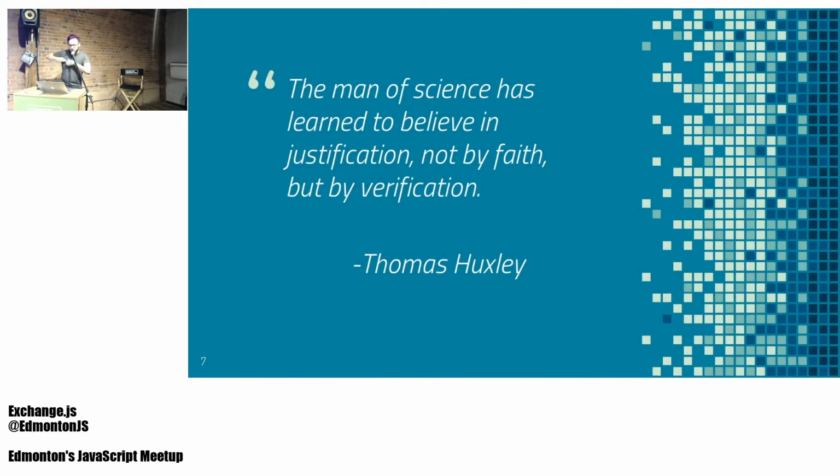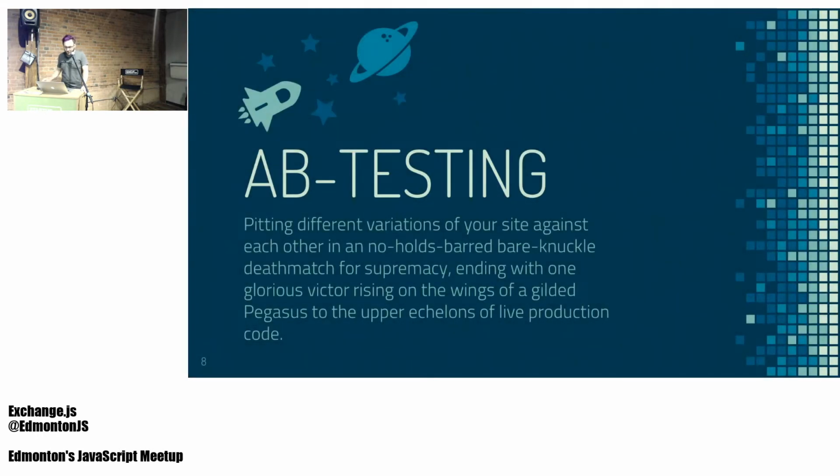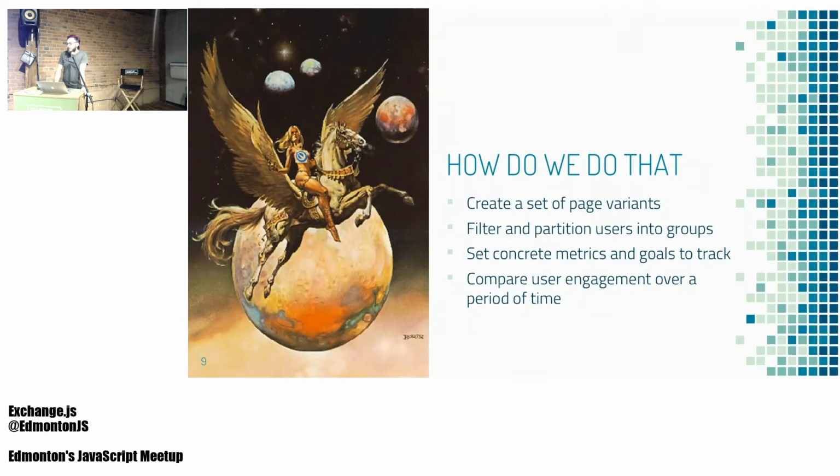So Thomas Huxley said, the man of science has learned to believe in justification not by faith but by verification. That's why we get into science. A/B testing is pitting various variations of your site against each other in a no-holds-barred, bare-knuckle deathmatch for supremacy, ending with one glorious victor rising on the wings of a gilded Pegasus to the upper echelons of live production code. So how do we do that?